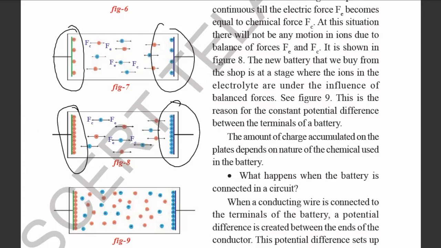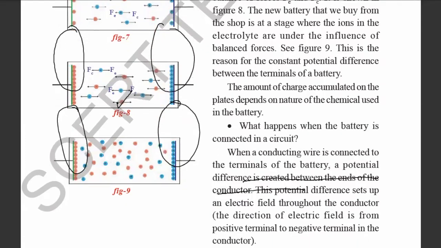But in this case, the chemical force is balanced by electric force. There will be no motion of charges. The amount of charge accumulated on the plates depends on the nature of the chemical used in the battery. Now the question: what happens when the battery is connected in a circuit? When the battery is connected to a circuit, a potential difference is created between the ends of the conductor.